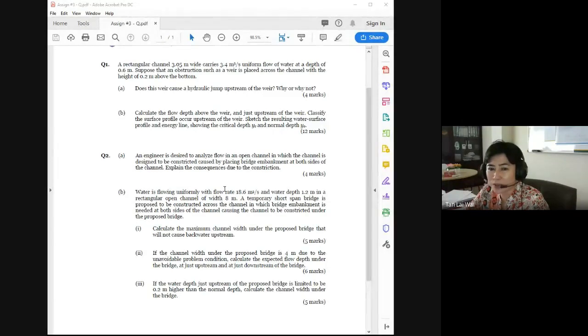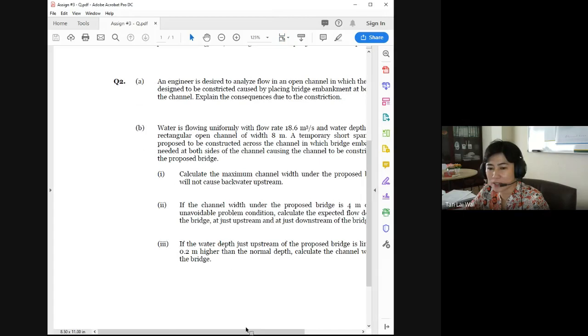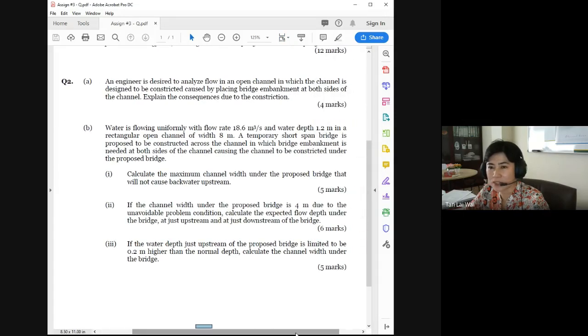I'm going to help you with question 2, which is on flow through a constricted channel, because I think I have not spent much time on this topic. Now, you have these 2 questions. I'm going to enlarge this a bit. I hope this is clear. You have parts A and B for question 2.